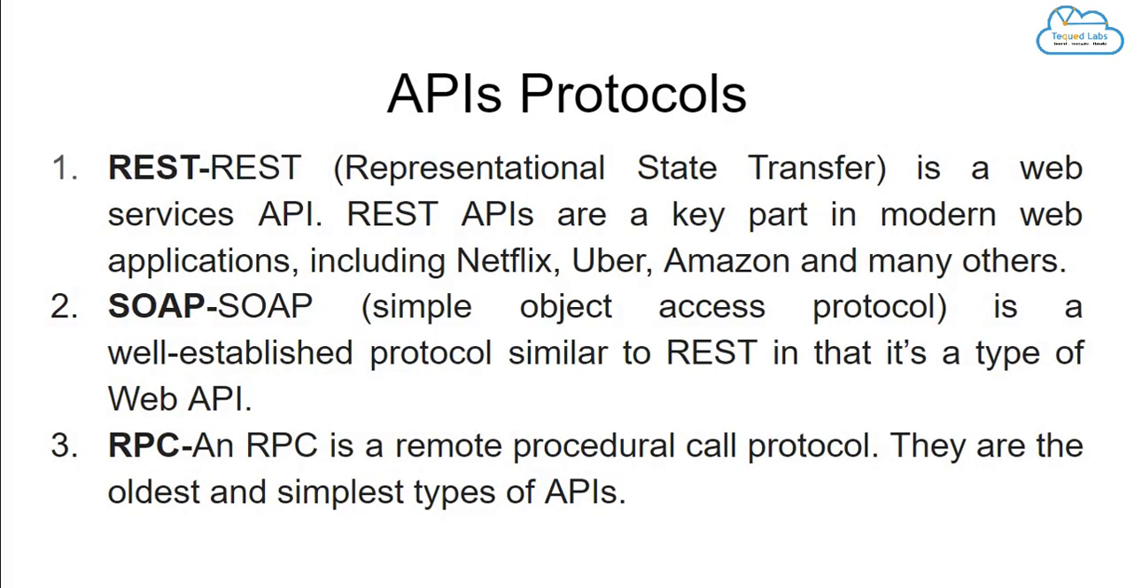The next thing is API protocols. What are protocols? Protocols are nothing but a set of rules and regulations applicable to a particular domain, right? There are three major API protocols. One is called REST API. REST stands for Representational State Transfer. This is a web services API, meaning an online services API. REST APIs are a key part of modern web applications including Netflix, Uber, Amazon and many others. All these companies use REST APIs in their programs or websites to access or gain information from other applications, right?